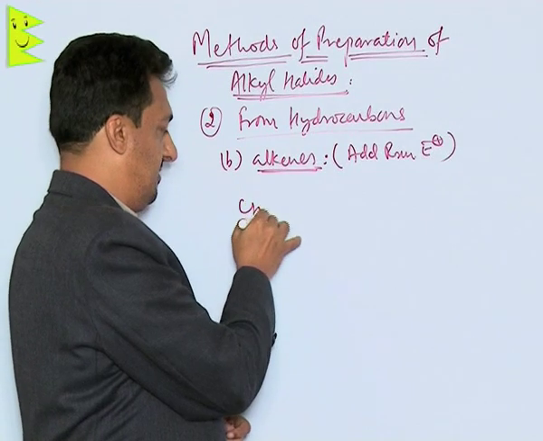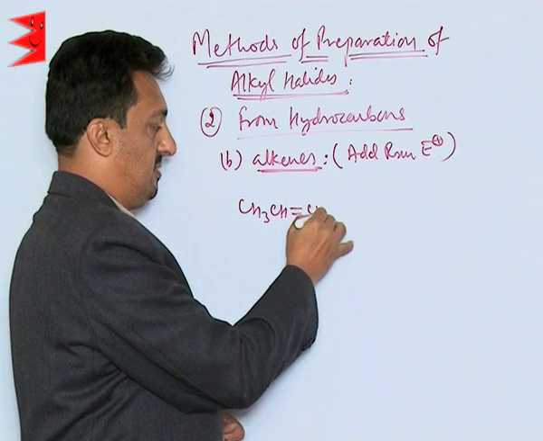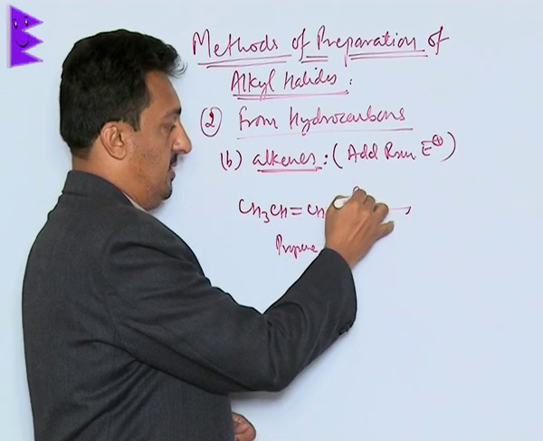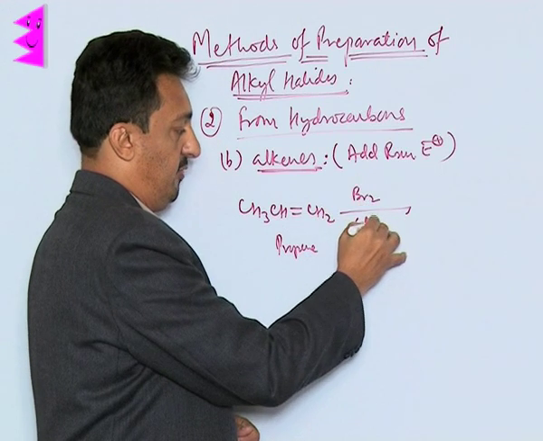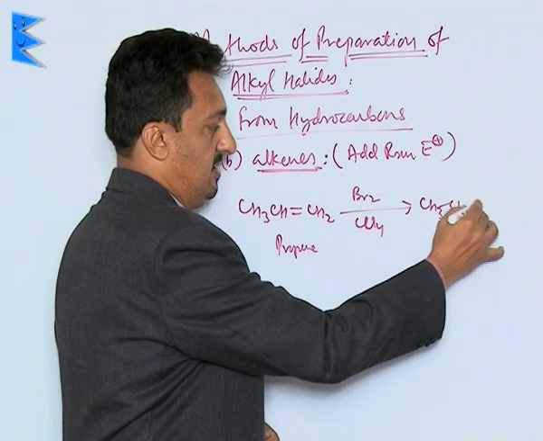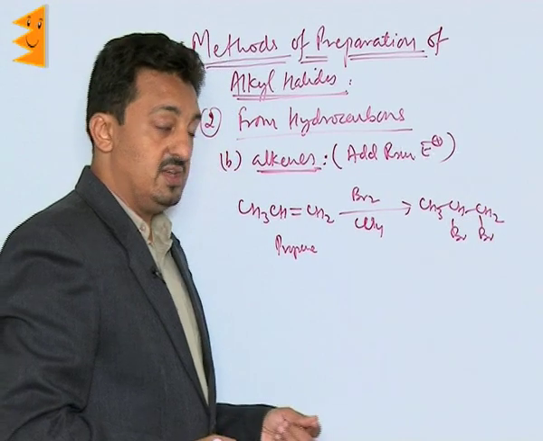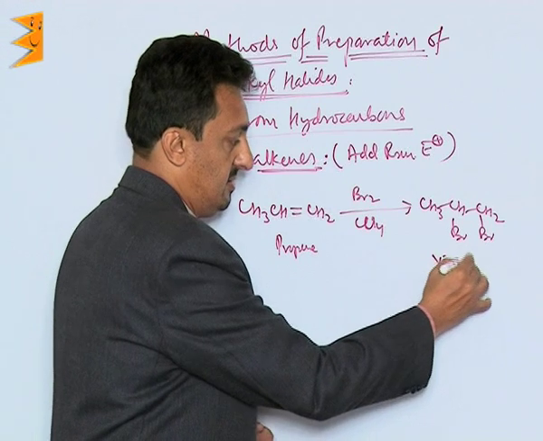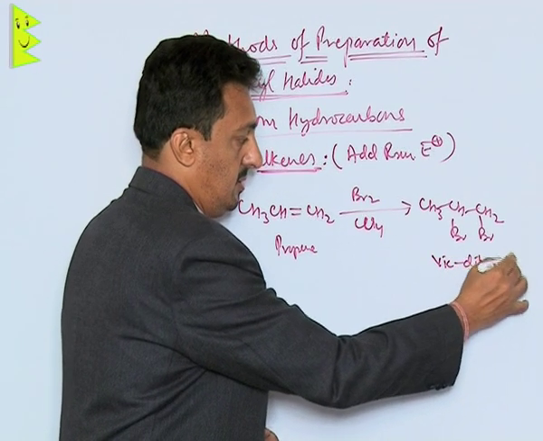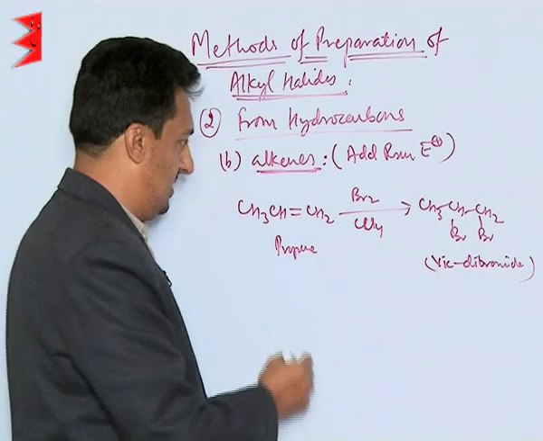And the simplest way is, if we have this propene and we are using bromine in CCl4, a nonpolar medium, what we get is bromine added across the double bond. So we get what? A vicinal dihalide, or in this case a vicinal dibromide. Similarly, chlorine can also be added.